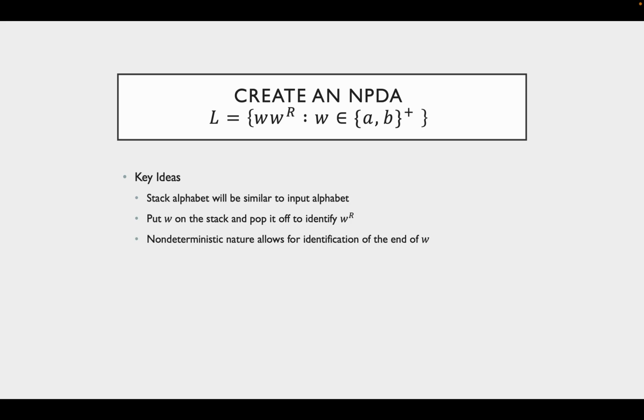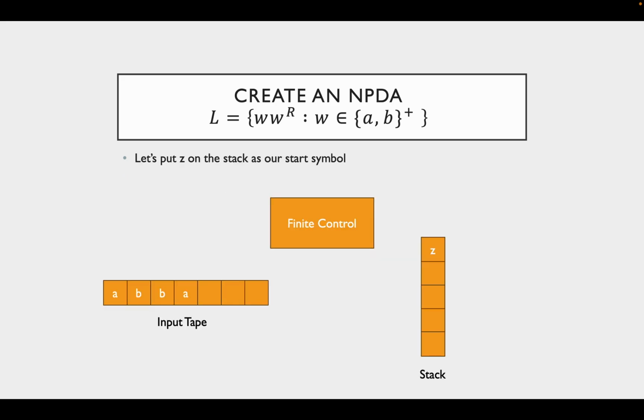The non-deterministic nature of NPDAs allows for us to identify the end of W, that is the middle of our word. If we find the middle of W, then we can find the beginning of WR, and then we know when we're actually reversing the word instead of just adding to the word. This will make more sense in a minute. Let's go through an example to figure this out.